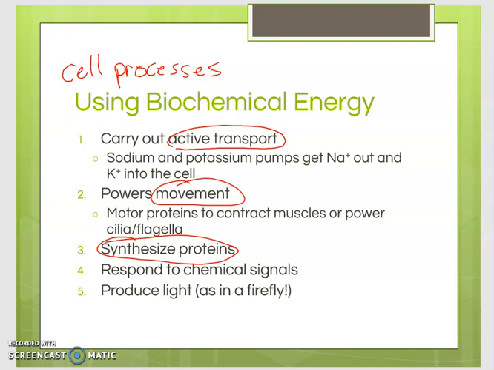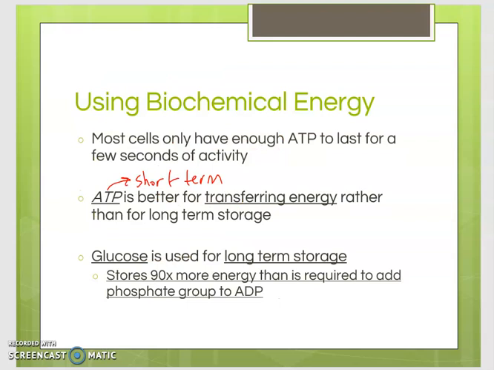So ATP is very essential and important, and it's important that organisms are able to make ATP from the food that they ingest. Most cells are taking food and creating ATP to use for all those cell processes, but most cells only have ATP to last enough for a few seconds of activity. So ATP is better for short term. It's for transferring energy. It's not really for storing energy for a long time.